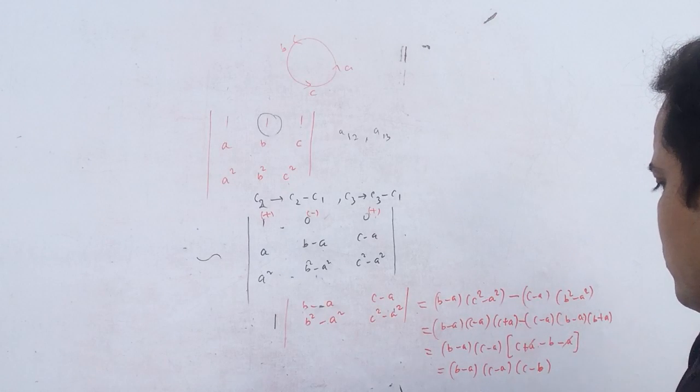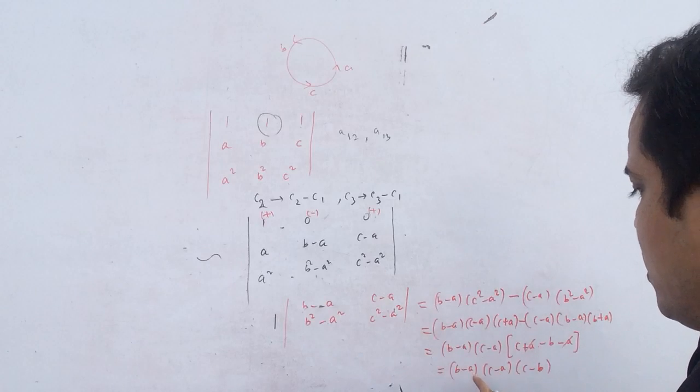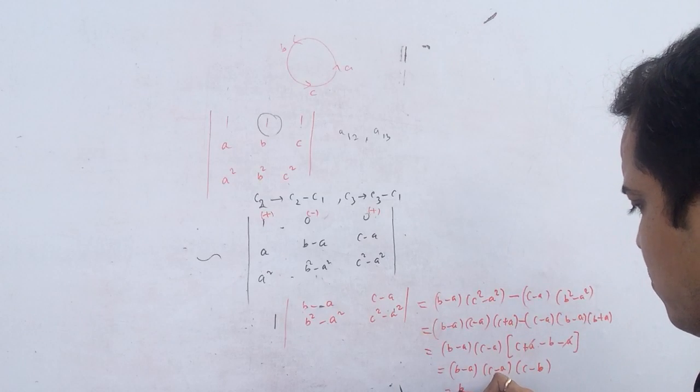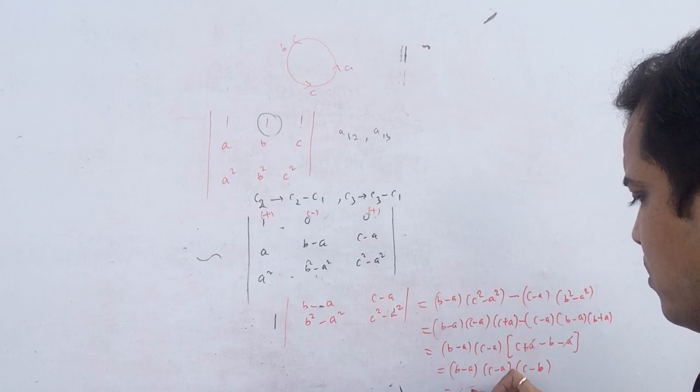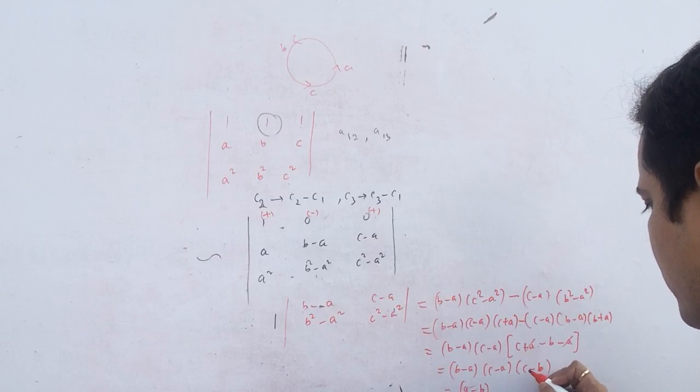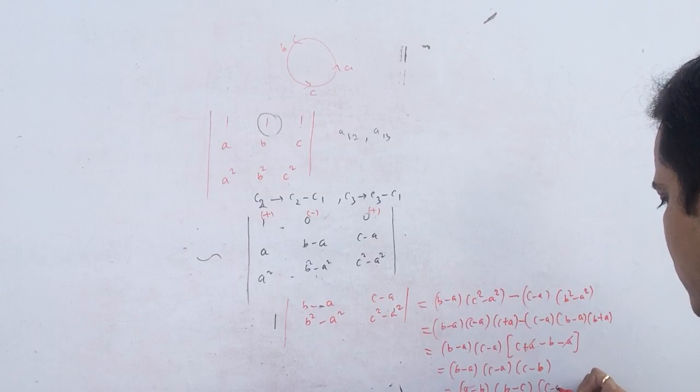So when you make the order, it would be a minus b, b minus c and c minus a. You can write b minus a as minus (a minus b), when you take common minus. Here take minus common, you would get a, b minus c and then c minus a.